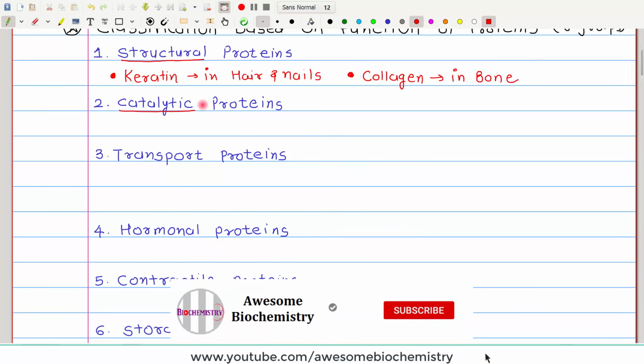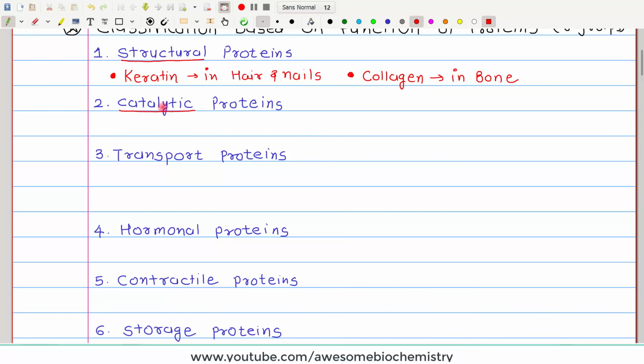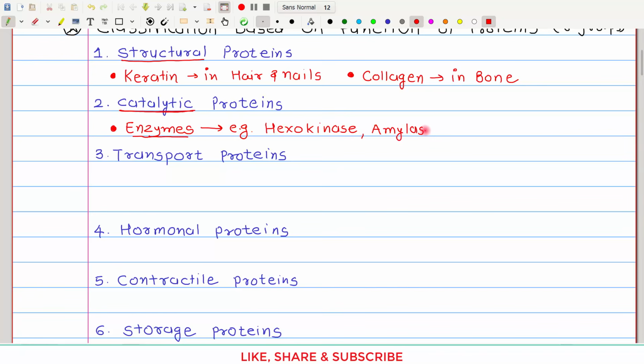The second subgroup is catalytic protein. Now catalysis means accelerating the rate of reaction. So those proteins which can help in accelerating the rate of other chemical reactions are classified as catalytic proteins. And we all know that enzymes are the proteins which can help in the catalysis, right? So enzymes are also known as catalytic proteins, and examples of enzymes are hexokinase, amylase, etc. Actually in our body there are thousands of different enzymes, and any enzyme can be named under these catalytic proteins.